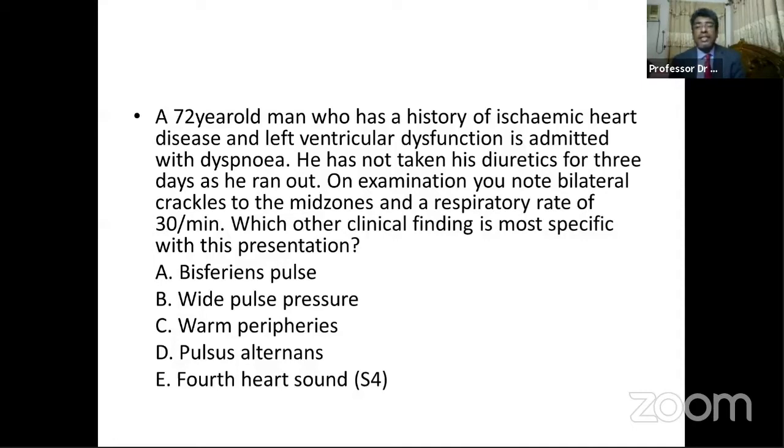Otherwise, as there is reduced perfusion to the peripheries due to low output, there will be a low output syndrome, and this patient should have cold peripheries. The wide pulse pressure, actually these are features of aortic regurgitation, and bisferiens pulse is not a feature of left ventricular failure either.